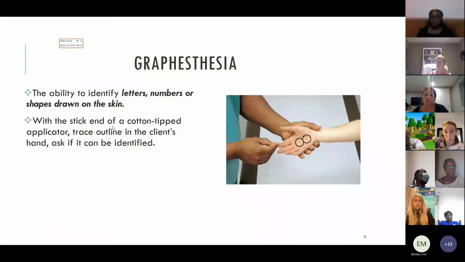Graphesthesia, I'm not going to test you on this either. This is the patient's ability to be able to identify letters and numbers if we draw it on the skin. So we take some type of a stick or a cotton-tipped applicator, a Q-tip, something like that, and we would draw letters or numbers on the patient's skin or objects like a heart or something like that, and they have to be able to tell us what it is.